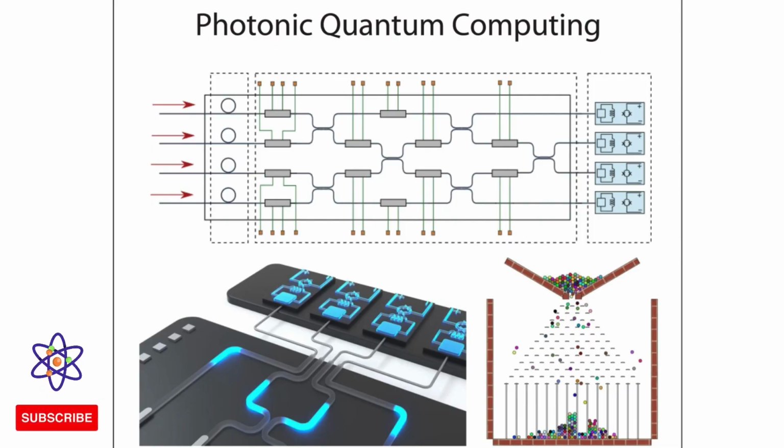Okay, the fifth topic is photonic quantum computing. Photonic quantum computing leverages photons, particles of light, as qubits. Photons can be manipulated using linear optical elements and detectors to perform quantum operations. This approach holds promise for creating scalable and fault-tolerant quantum computers. Companies like Xanadu Quantum Technologies are actively working on developing photonic quantum processors.